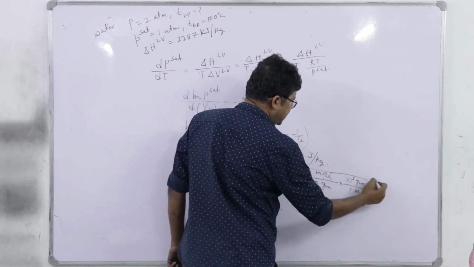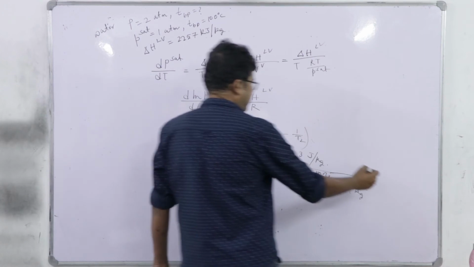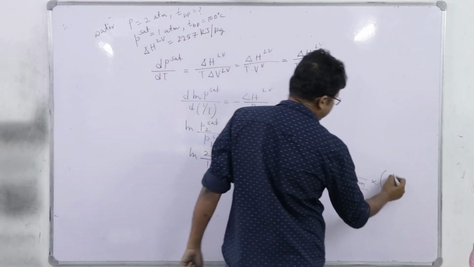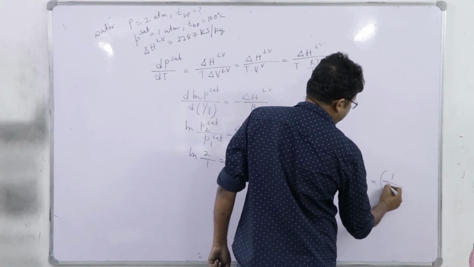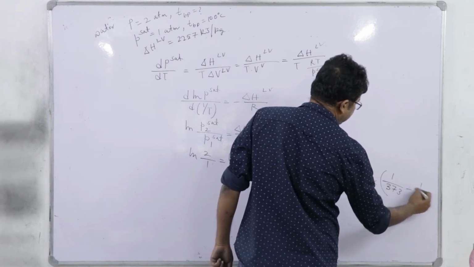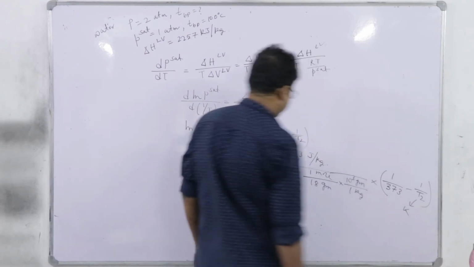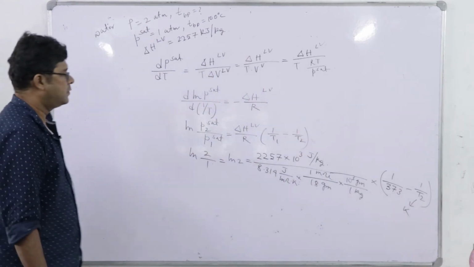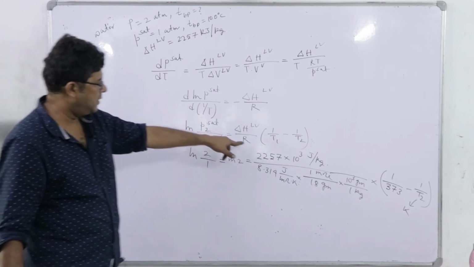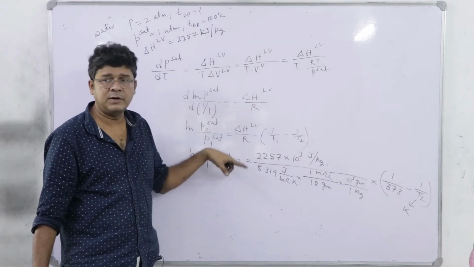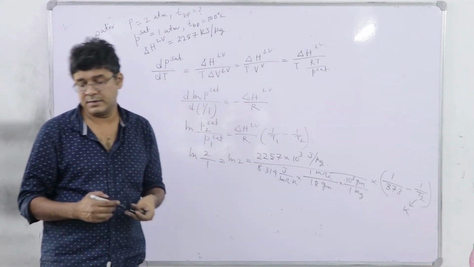So, it has been converted, and 1 by T1, originally T1 is 100, so it is 373, minus 1 by T2. So, we will be getting T2 in Kelvin, right. So, you see that here is the point where we commit majorly the silly mistake, because this is in per mole unit, this is in per kg unit.